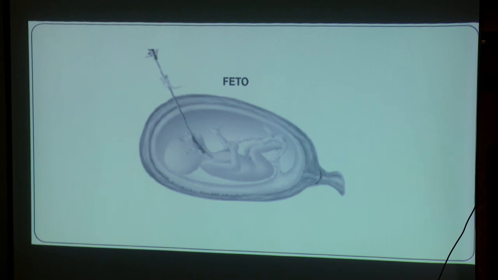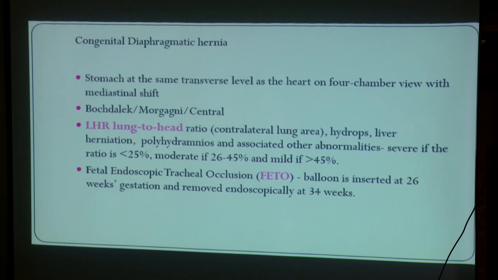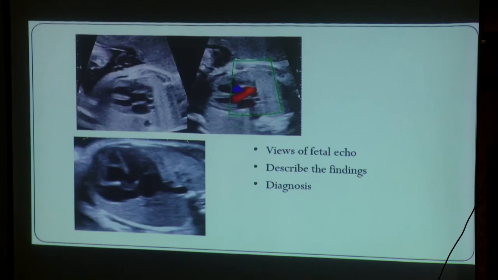When the lung holds its own secretion, the risk of pulmonary hypoplasia will be decreased. So the morbidity and mortality due to pulmonary hypoplasia will be reduced. This is the FETO. The balloon is inserted at 26 weeks and it is removed after 34 weeks, and it is kept inflated in between period.